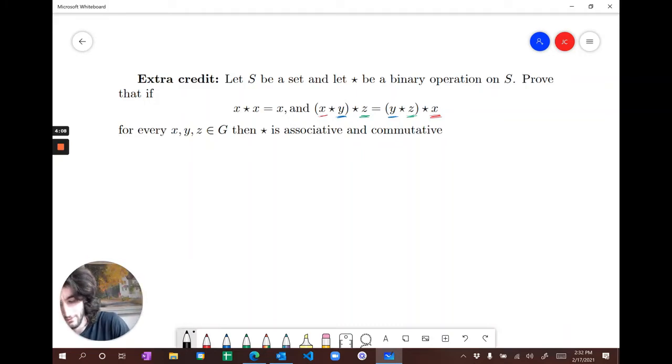Oh, it looks like there's a typo here. That shouldn't say G. That should say S. Then the operation is associative and commutative. Okay, so this is a hard question. This is a very hard question. We are not in a group here, right? We're just in an arbitrary set, and the operation satisfies those two properties. It does not necessarily satisfy all the properties of being a group. So you can't say anything about the identity. You can't do anything with inverses. We don't have any of those things here. So what do we know? Just that stuff at the top.